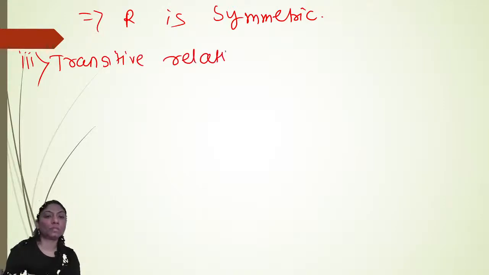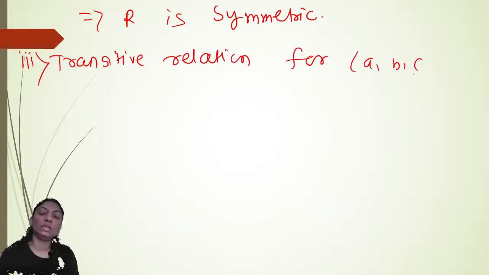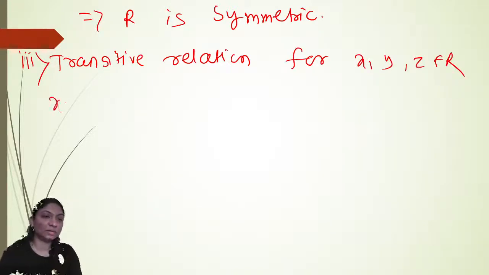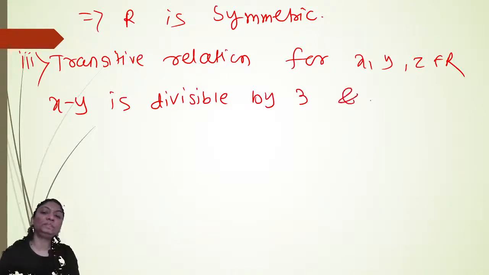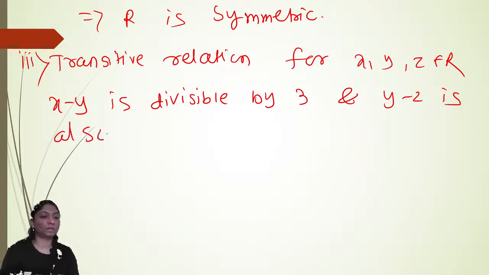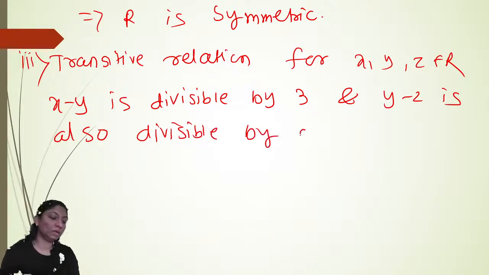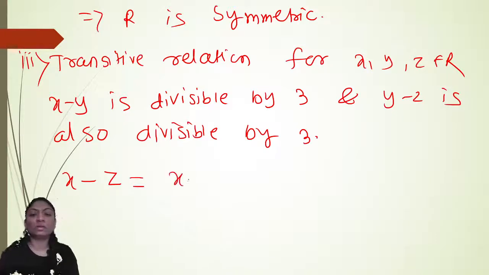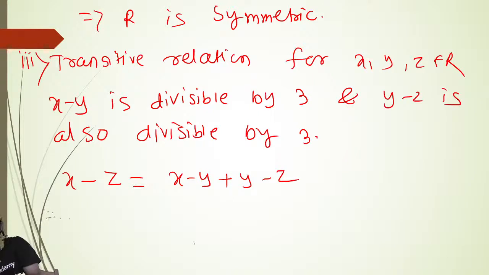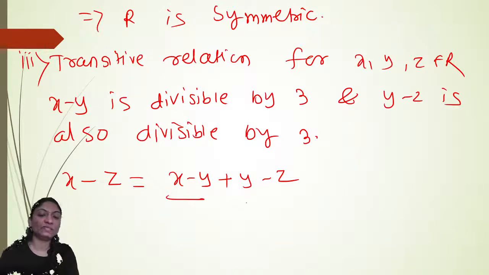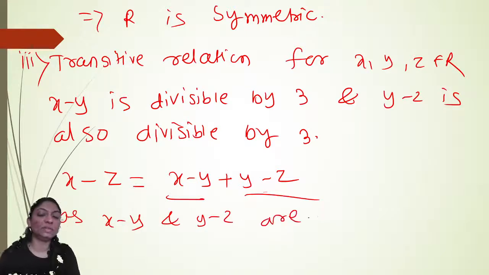For (x, y) belongs to R and (y, z) belongs to R, let x minus y be divisible by 3 and y minus z also be divisible by 3. Now x minus z is equal to x minus y plus y minus z. As x minus y is divisible by 3 and y minus z is divisible by 3, the addition of these two is also divisible by 3, and this is nothing but x minus z.